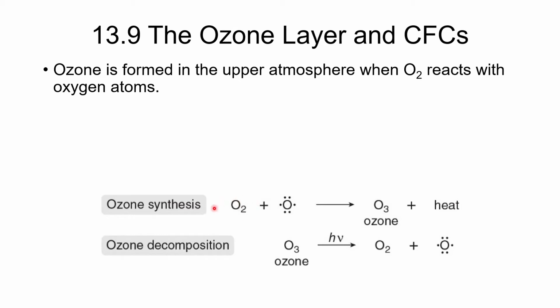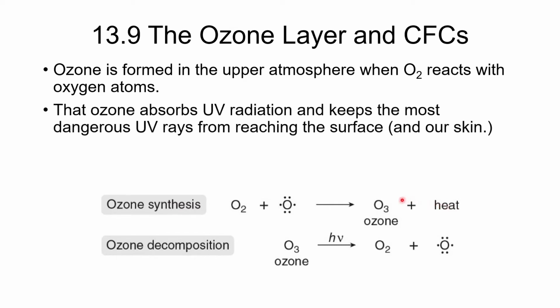So oxygen molecules, as they're just floating around up there, will react with oxygen radicals. Now, these oxygen radicals are produced in a number of ways. However, one of the primary ways that they are produced is from this ozone decomposition. And this is a process where oxygen reacts with the oxygen radical, and we get ozone. It does give off a little bit of heat because it is exothermic.